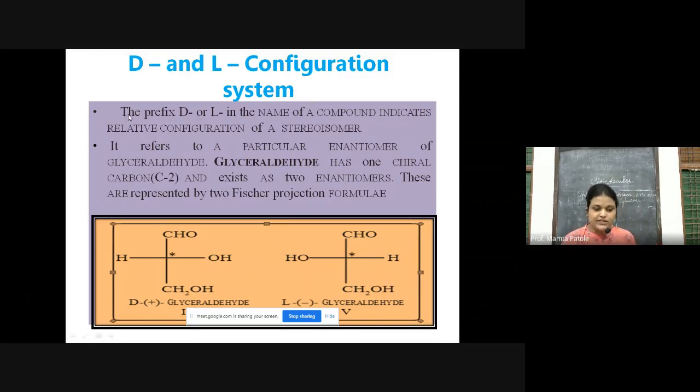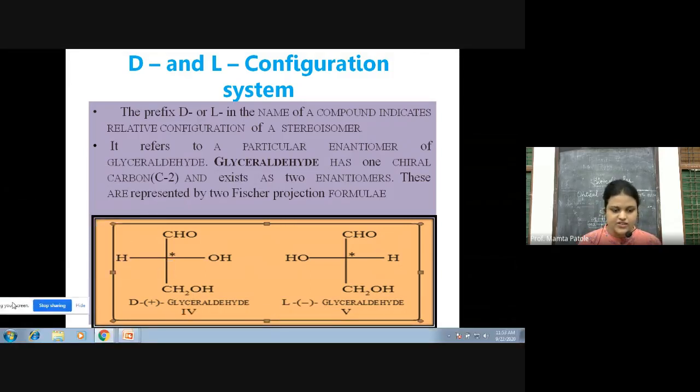Now on the screen you can see the structure of glyceraldehyde. One is D glyceraldehyde whereas the other one is L. D plus glyceraldehyde, capital D, and capital L minus glyceraldehyde. And this is the structure of glyceraldehyde. It consists of one chiral carbon.